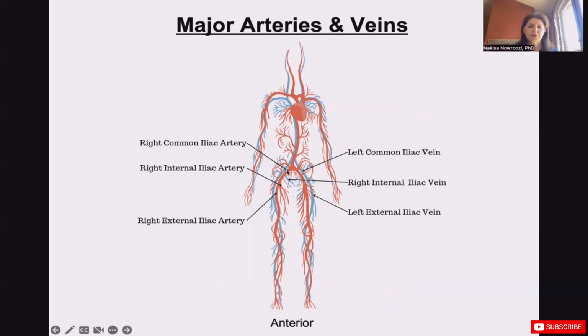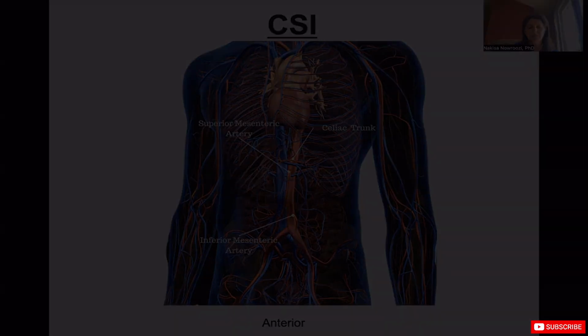We're going to further explore that the common iliac arteries at the ilium level on the right and left side will branch into internal iliac arteries in red or into iliac veins in blue, and external iliac arteries and iliac veins. So iliac arteries are in red and iliac veins are in blue.